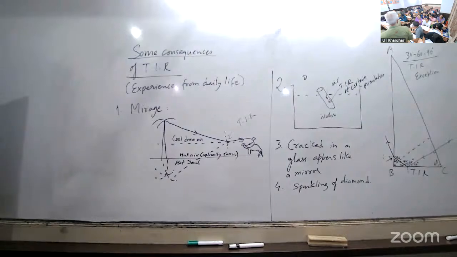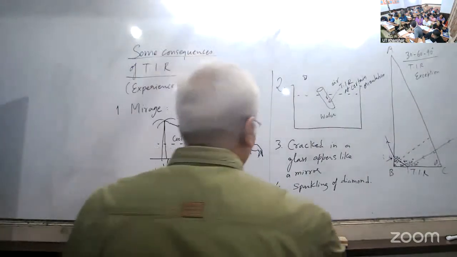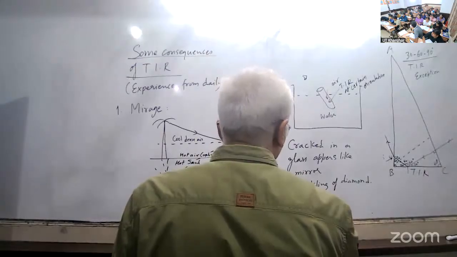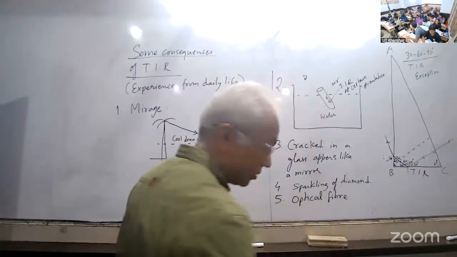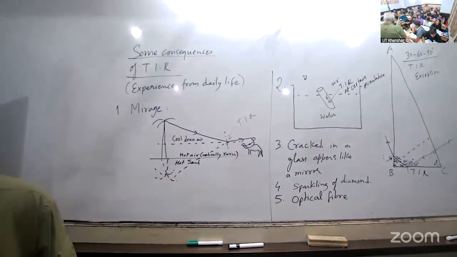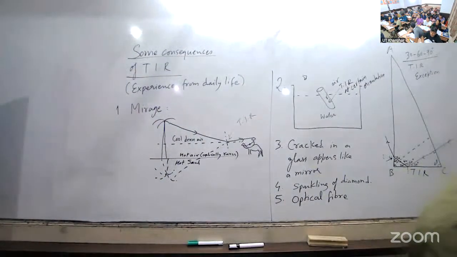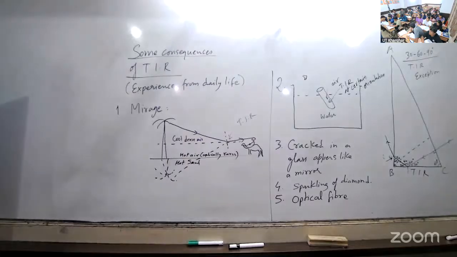Then fifth is optical fiber. Are you familiar with optical fiber? Everybody is using optical fiber these days for internet connection. Everybody has internet Wi-Fi, right? The Wi-Fi that comes to your house, the carrier is made up of optical fiber. So it has very large bandwidth, and all the signal or data that comes to your house is an optical signal.